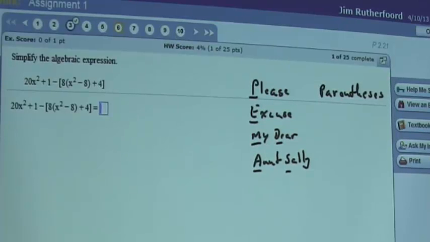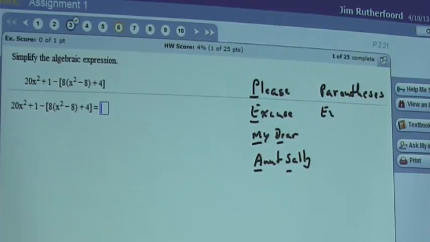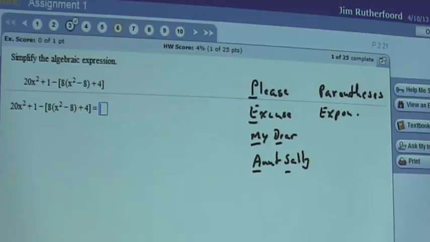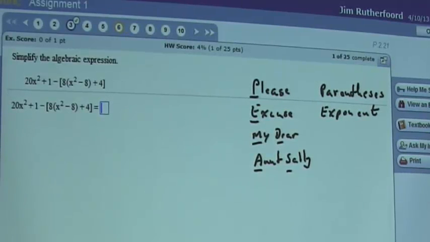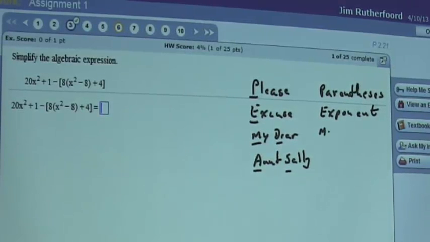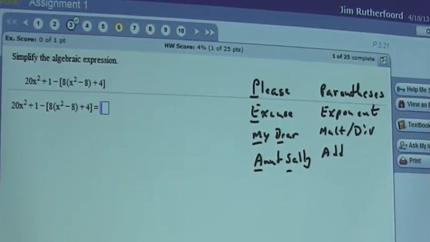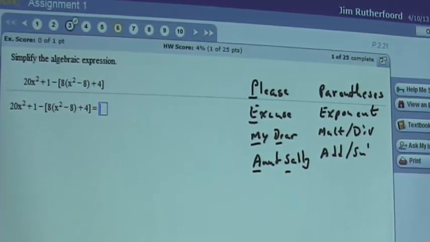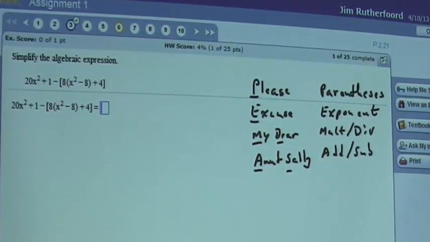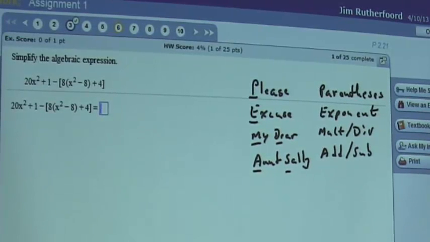E stands for exponent. My stands for multiplication/division. And A stands for addition/subtraction. That's the order in which you do things. So the first thing is parentheses.